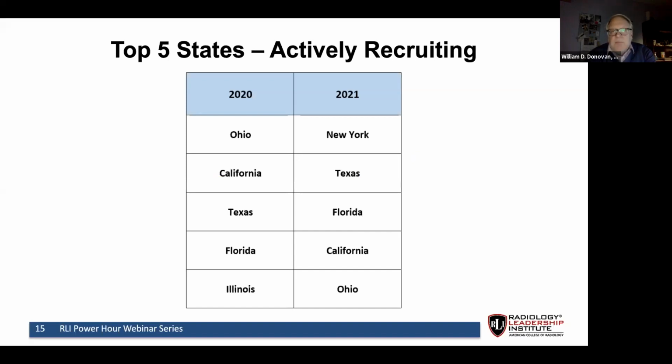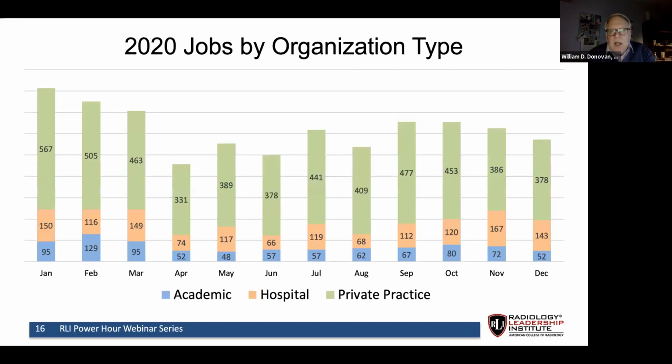Top states actively recruiting, recapitulating what Andy showed earlier, pretty much the most populous states. There's been some shifts, some come, some go. And then again, recapitulating what Andy said, you've got about 2/3 to 3/4 of jobs in private practice and significantly fewer in academics and in hospital-based employee models.